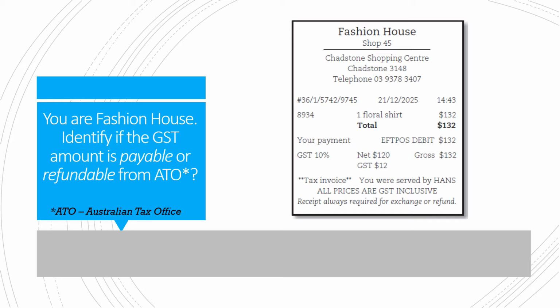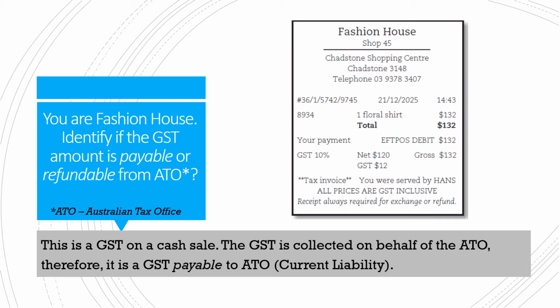Now this time, let's assume we are Fashion House. Identify if the GST amount is payable or refundable from the ATO. In this case, the GST is part of a cash sale. The GST is collected on behalf of the ATO. Therefore, it is a GST payable to ATO.